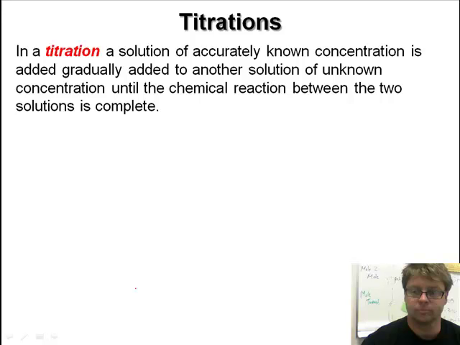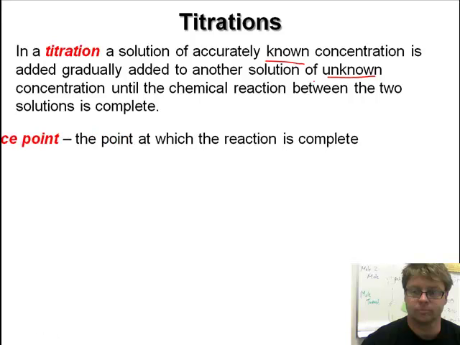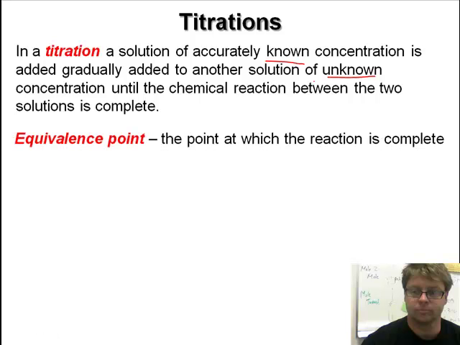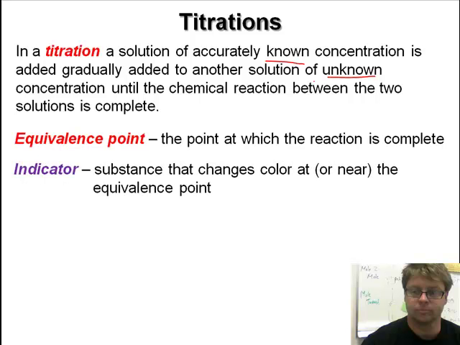When you have a solution of a known concentration, and you gradually add that to an unknown concentration, when the chemical reaction is complete, that's usually the end point. This is called a titration. The equivalence point, though, is the point in which the reaction is complete. The indicator is the substance that changes color at or near the equivalence point. Okay? So that's the substance, that's like our universal indicator or our cabbage juice that we've used before.